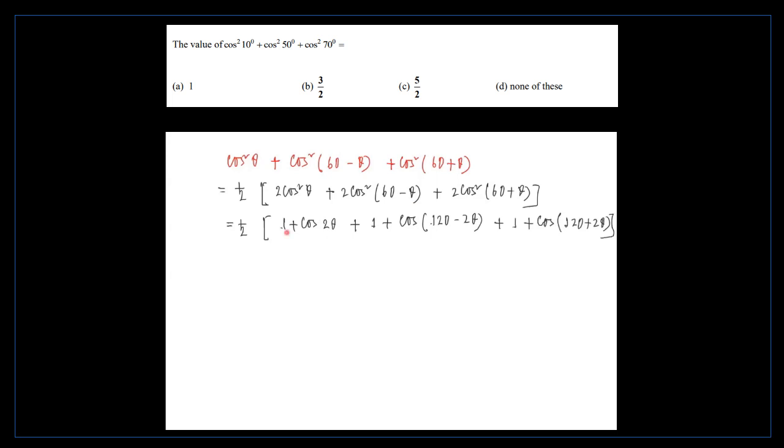Now here you have 1 plus 1 plus 1, so we can say this is 3 plus cos 2 theta plus, here we can apply cos c plus cos d. If we apply cos c plus cos d, we can write 2 cos of 120 plus 2 theta plus 120 minus 2 theta by 2 into cos of this minus this, so that will directly give us 4 theta by 2.